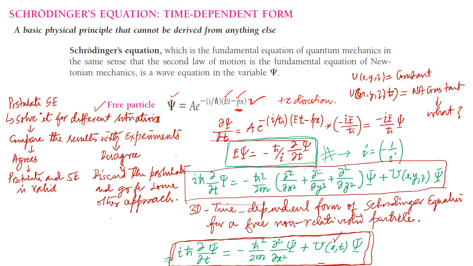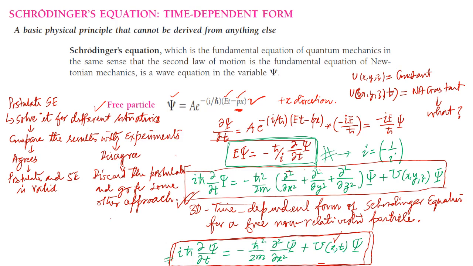Therefore, the one important thing is that the Schrodinger equation cannot be derived from other principles of physics, because it is a basic principle in itself. And this is one of the forms of the Schrodinger equation. This is the time dependent form of the Schrodinger equation for a free non-relativistic particle.